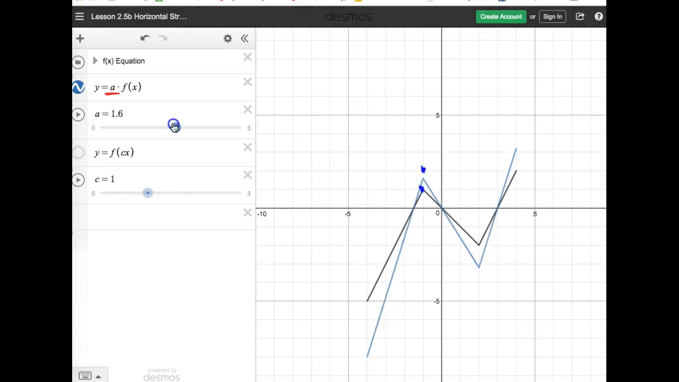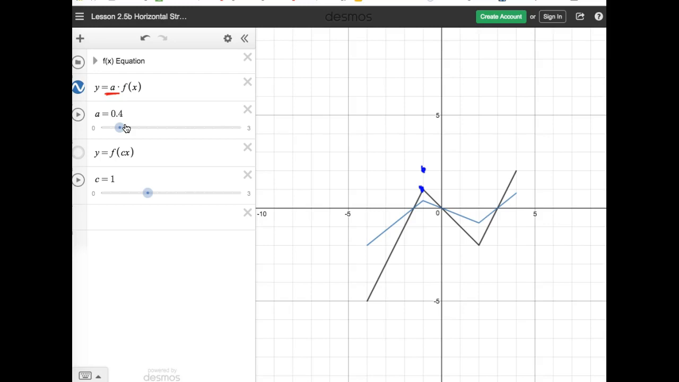What happens as A goes smaller than 1? Now we have a vertical compression. Okay, so right now I have my slider set at 0.4. So my y coordinates are going to be 4/10 of what they had been. Okay, so again, we were at 1, now I'm down at 4/10. Does that make sense?